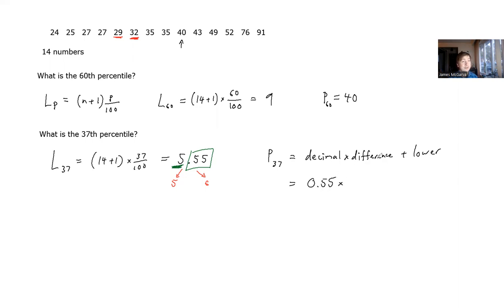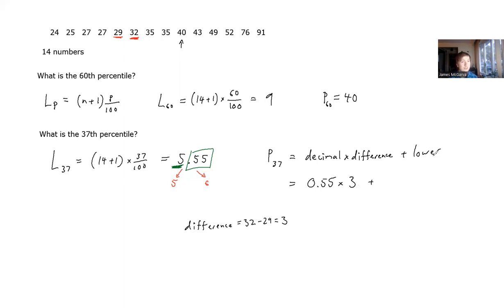And now we're going to multiply that by the difference. What is the difference? What difference am I talking about? I'm talking about the difference between the two numbers we just highlighted. The difference is going to be 32 minus 29. We always do the larger minus the smaller here, right? We want a positive number here for the difference. So this is 3. So 0.55 times 3 plus the lower.